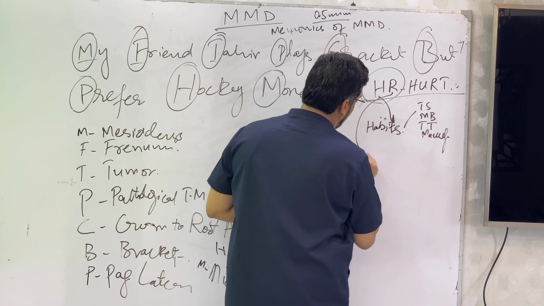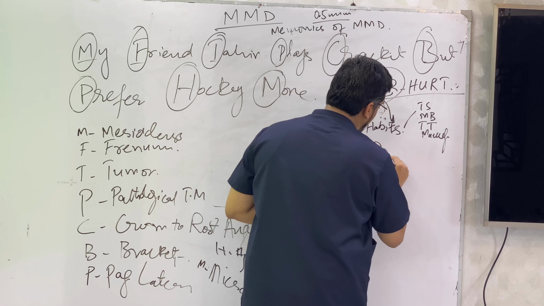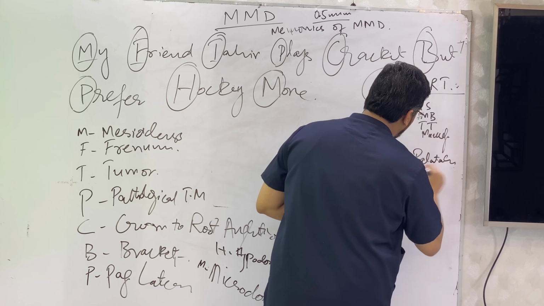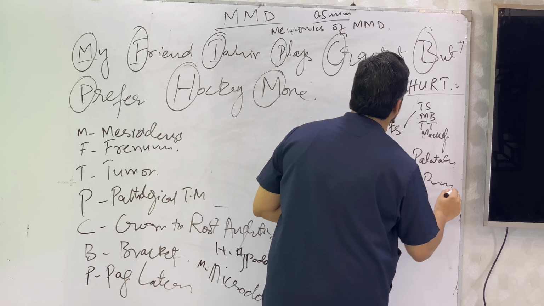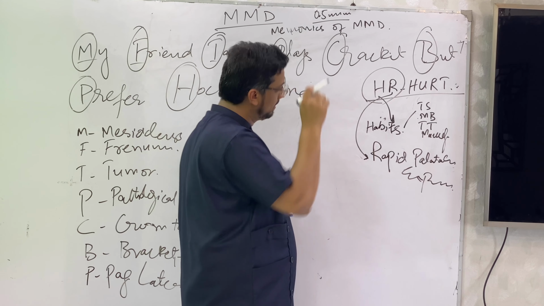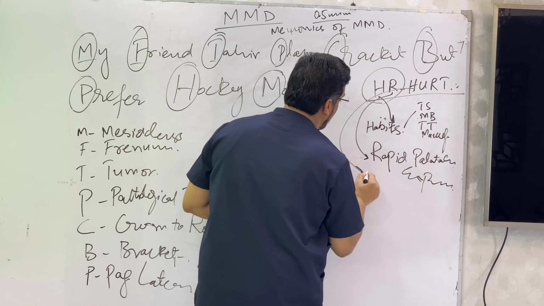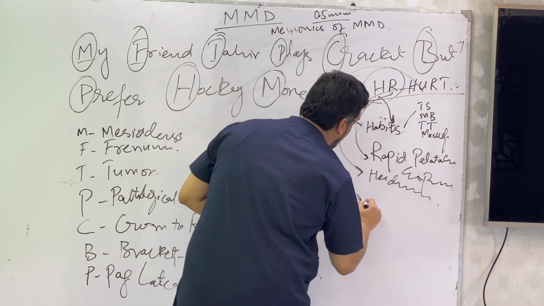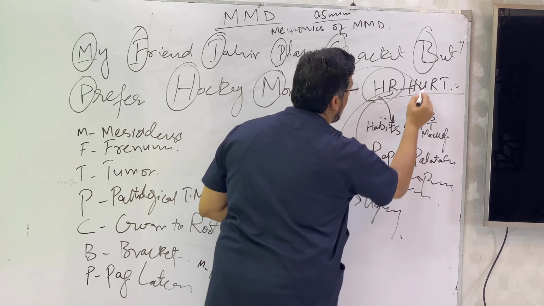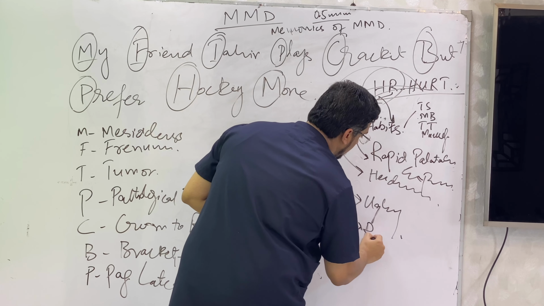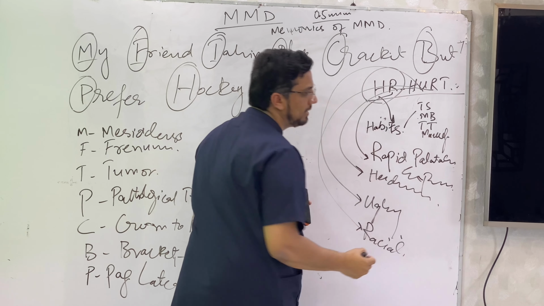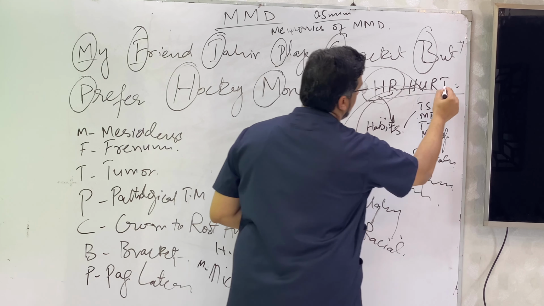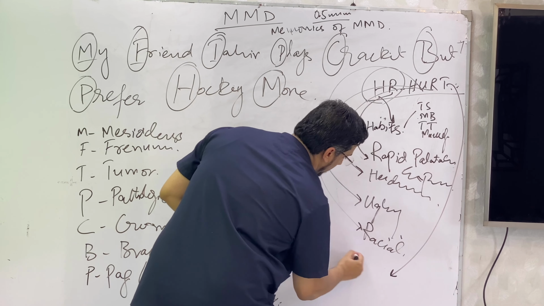I have combined it in the same way because of the similar mode of action. Then R stands for rapid palatal expansion. With rapid palatal expansion, you develop a transient diastema that must not be treated. Then H stands for hereditary predisposition. U stands for ugly duckling stage. R stands for racial predisposition. Racial predisposition means certain Negroes would have more problems, and T stands for trauma.